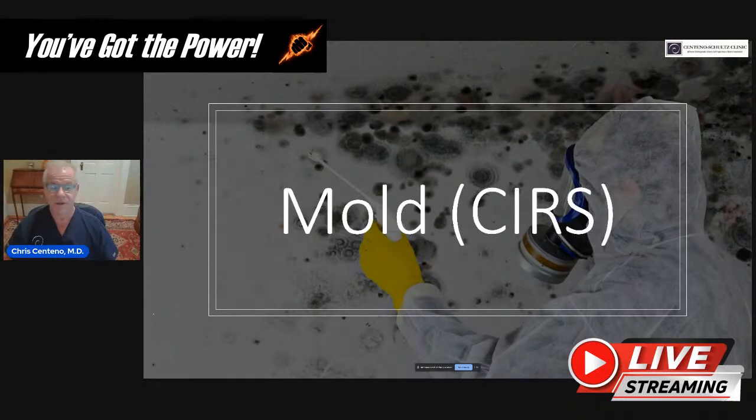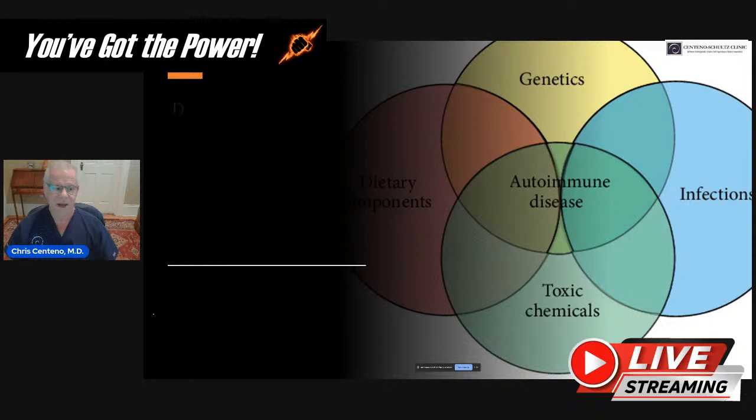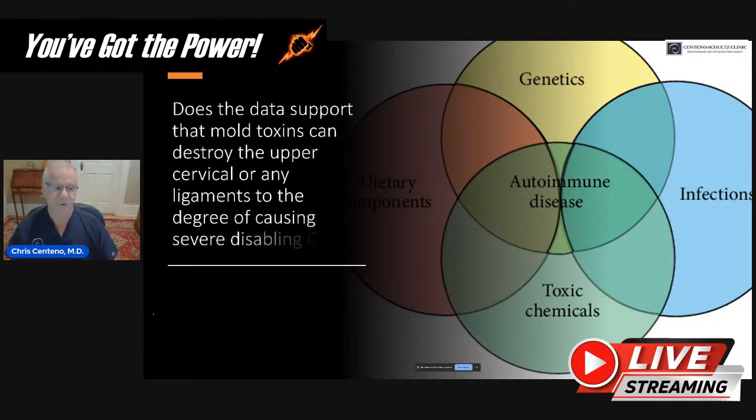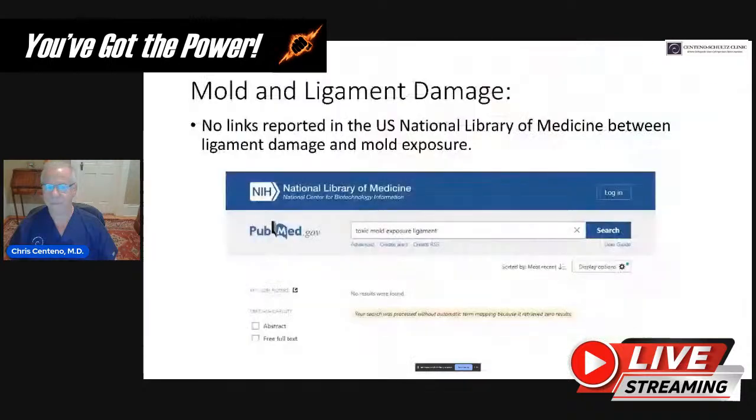So the next one was looking at mold and CIRS to see if there's a connection between that and ligament damage. So does the data support that mold toxins can destroy the upper cervical or any ligaments to the degree of causing severe disabling CCI? And regrettably, there's just nothing in the U.S. National Library of Medicine that connects these two.